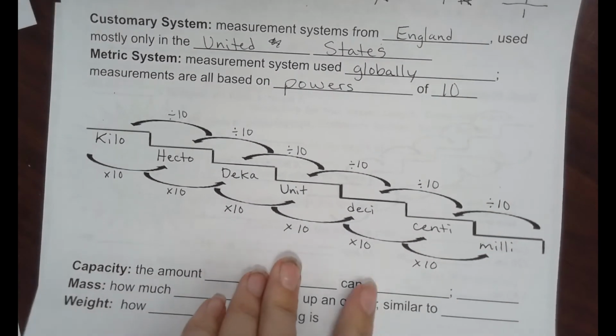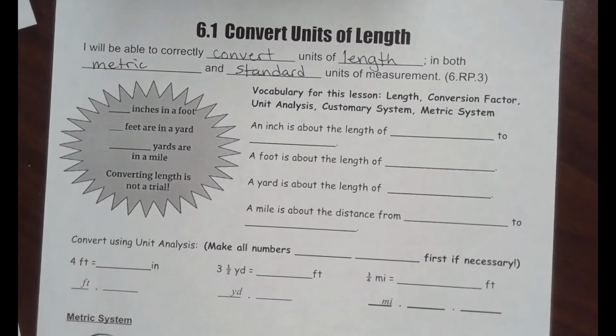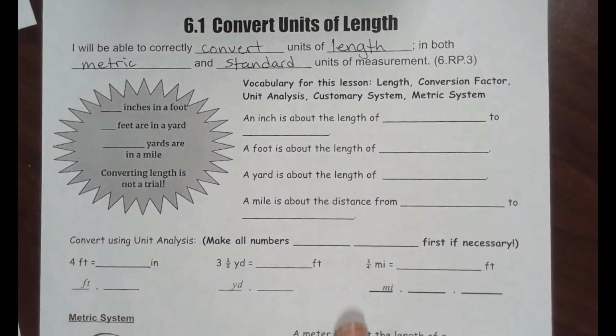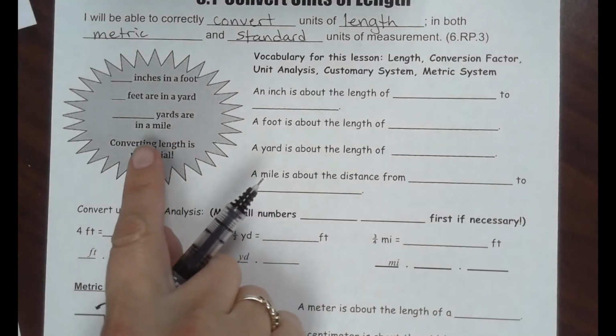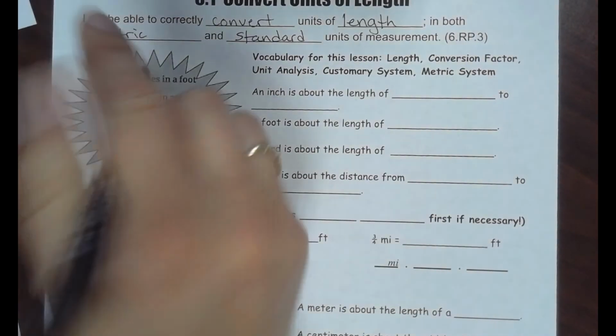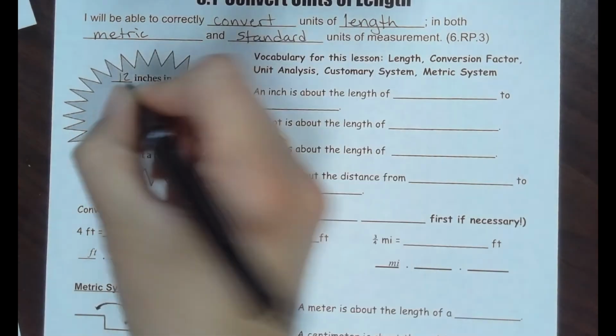Okay, let's go apply this to units of length. Okay, we're first going to talk about the customary or standard units. There are 12 inches in a foot, 3 feet are in a yard.